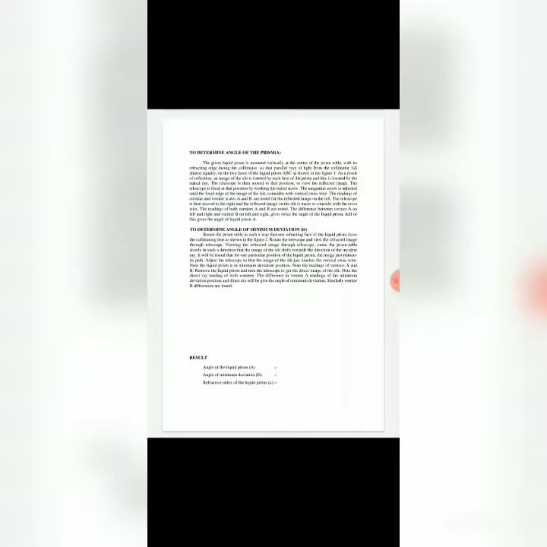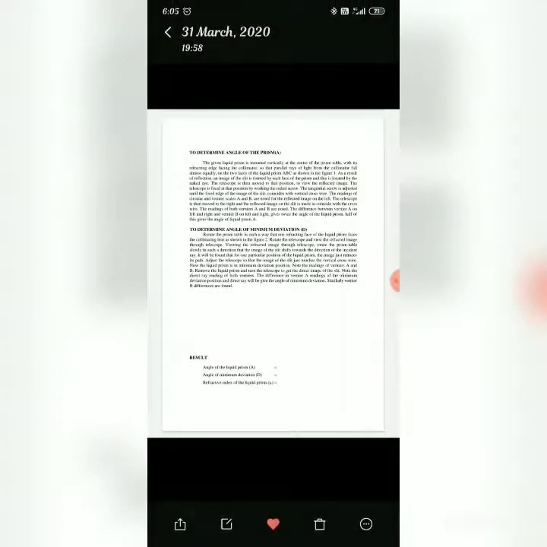The readings of the circular and vernier scales A and B are noted for the reflected image on the left. The telescope is then moved to the right and the reflected image of the slit is made to coincide with the crosswire. The readings of both verniers A and B are noted. The difference between vernier A on left and right, and vernier B on left and right, gives twice the angle of the liquid prism. Half of this gives the angle of the liquid prism.